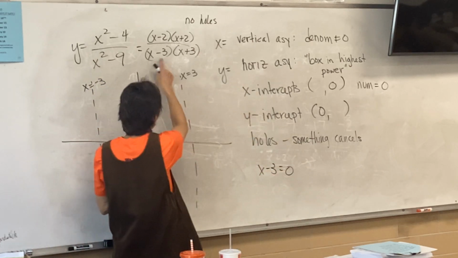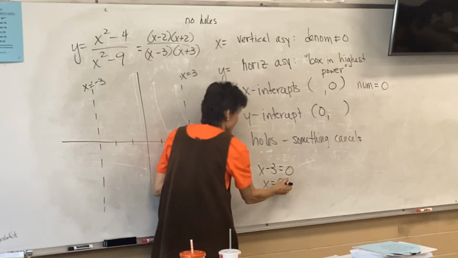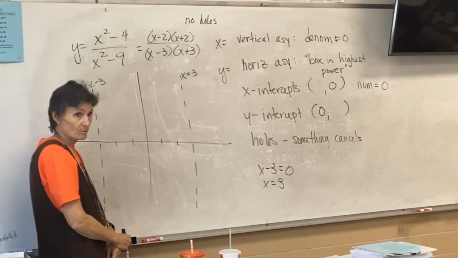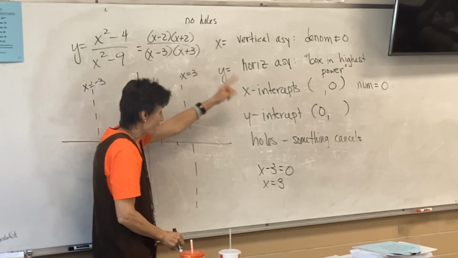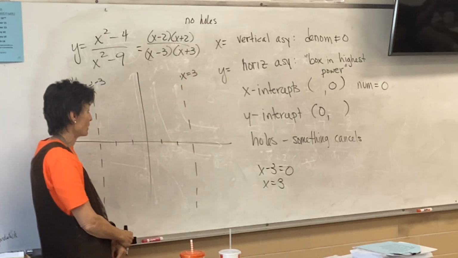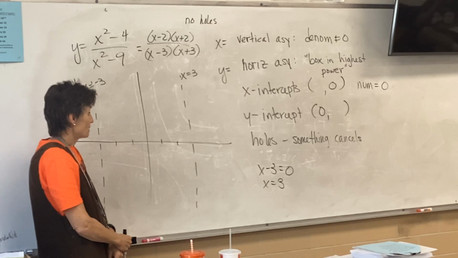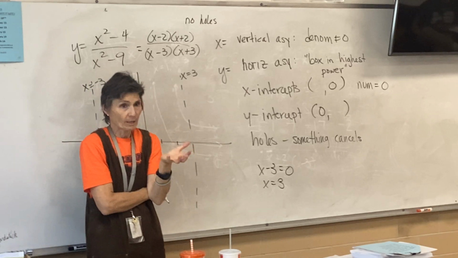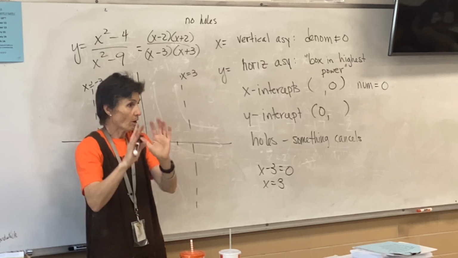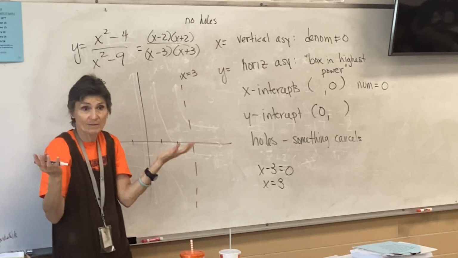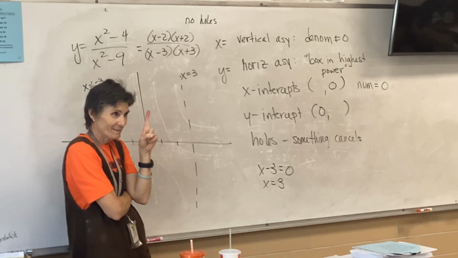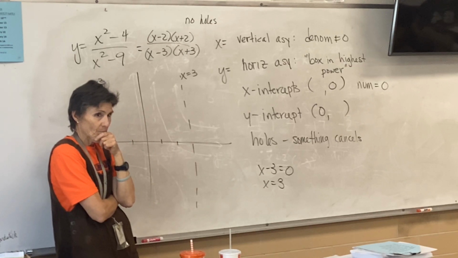If you set x minus 3 equal to 0, it says x equals 3. That's where your asymptote is. And the other one would be at negative 3 if you did the same thing. You can have lots of vertical asymptotes, depending on how much stuff you have in the denominator, but you will only ever have one horizontal. Okay?